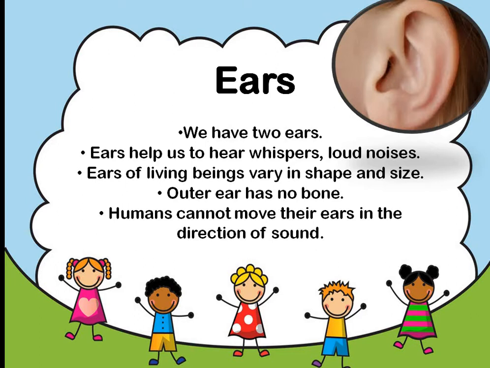And the outer ear, this one, this outer ear has no bone. Okay, this is just a piece of skin or cartilage. So it has got no bone outside. Humans cannot move their ears in the direction of sounds. Your ear cannot move. You just have to move your head to see where the sound is coming from.